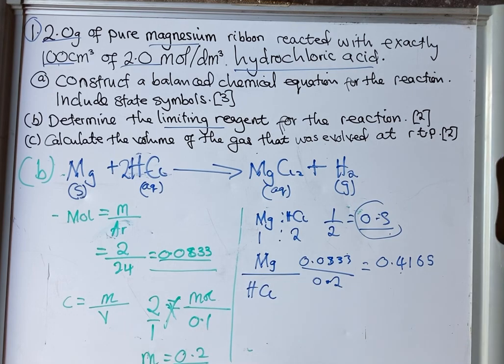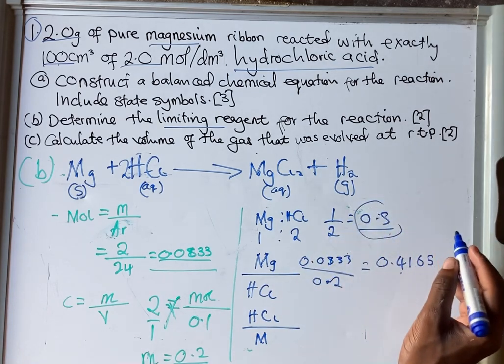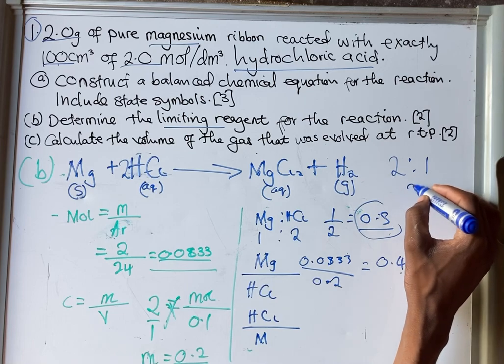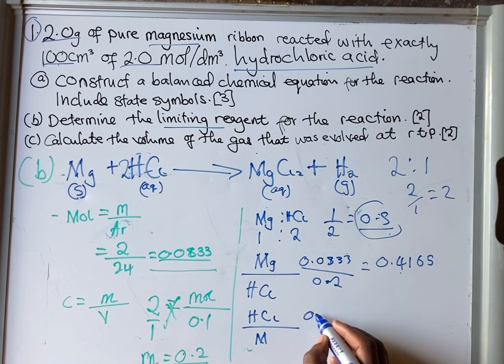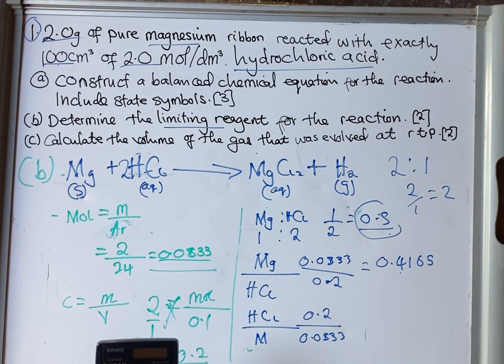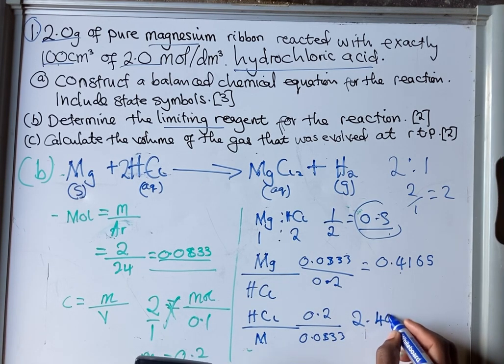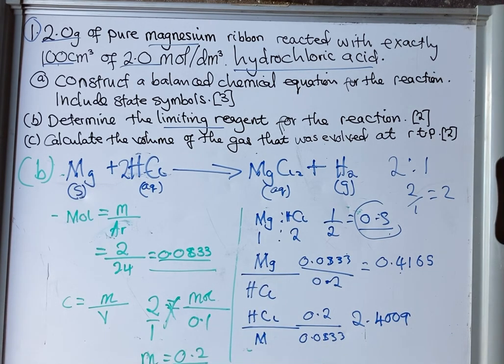One can do the same thing for hydrochloric acid as well. You can say, okay, hydrochloric acid over magnesium. So in this case, this becomes 2 to 1. This is 2 to 1, which is the same as 2 over 1, which is giving us what? The 2. So what's the number of moles for hydrochloric acid? Is 0.2 over the number of moles for magnesium, which is 0.0833. So you divide 0.2 divided by 0.0833, giving us 2.400. The number continues to go.